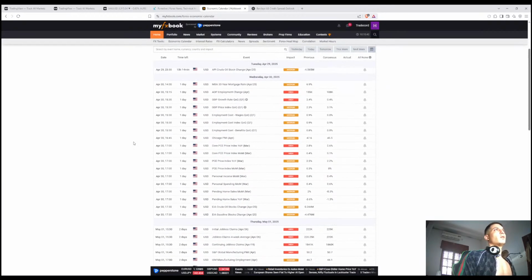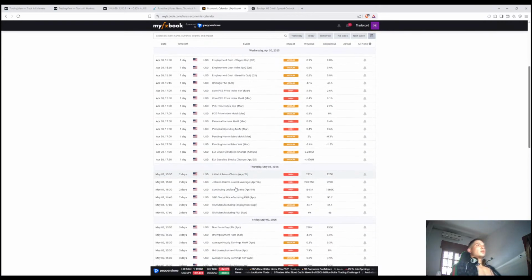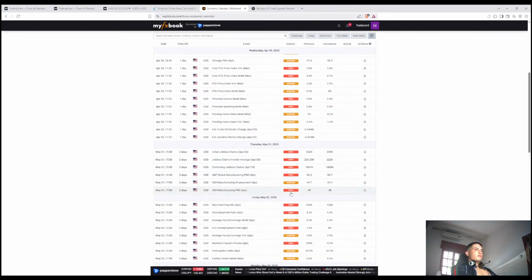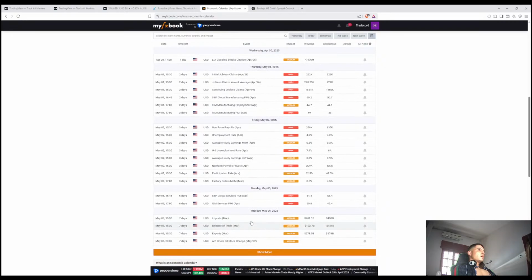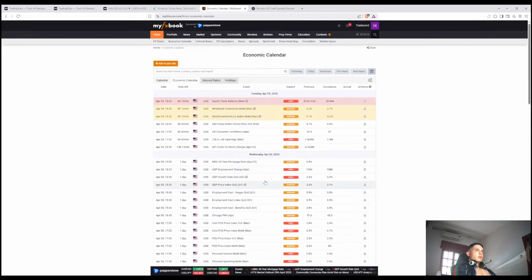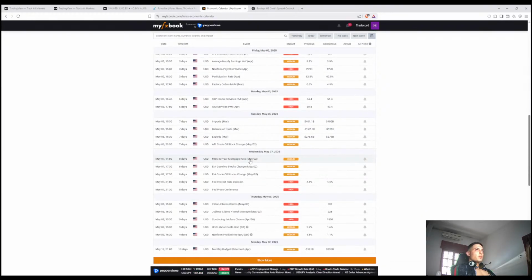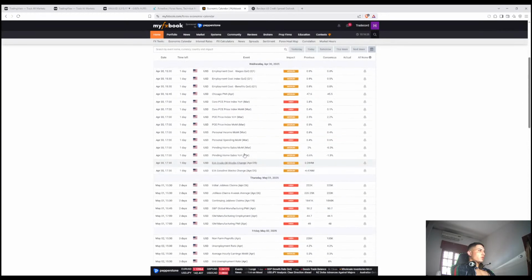But on Wednesday, there's 1, 2, 3, 4, 5, 6 red folders and a bunch of medium impact news. On Thursday, we got again 5 red folders, 1 medium. And on Friday, we got NFP and the unemployment rate, which is going to be huge. Followed by next week on Monday, it's going to be S&P PMI and ISM services PMI. So basically the next 2 upcoming weeks, I would say, are very, very important for gold.